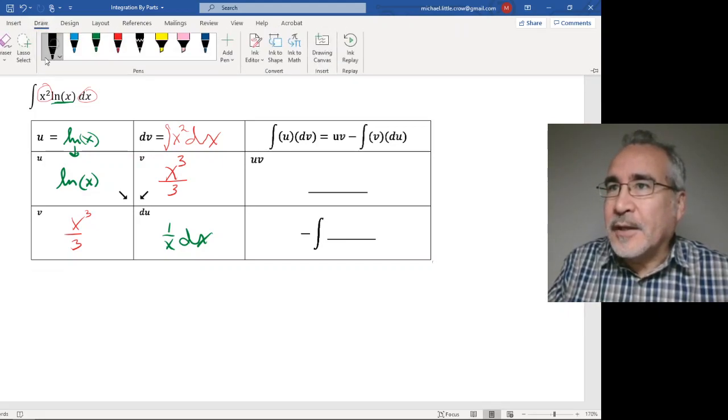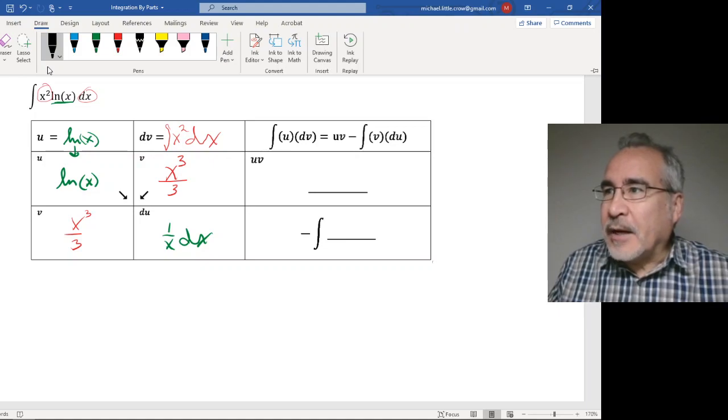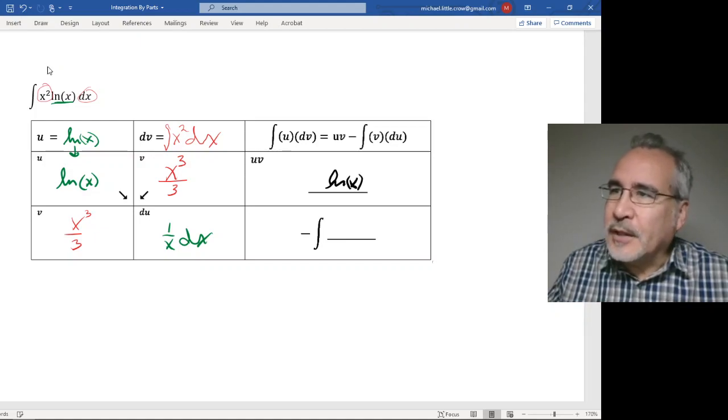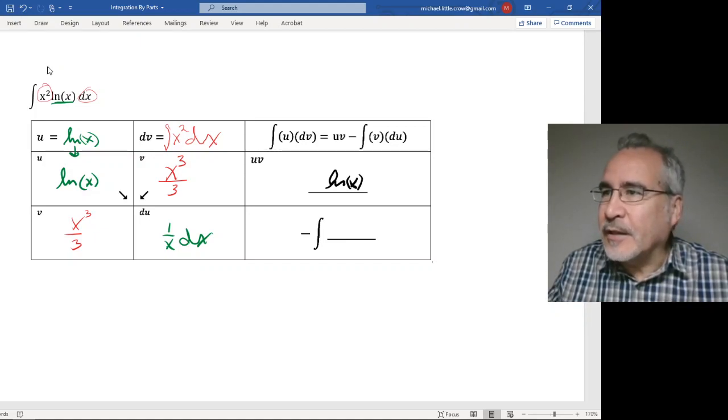So let's go back to our standard power marker. Again, I'm going to swap these because it's easier to write natural log of x and not get confused on what's in here if I put the other part in front. So this is x to the third over 3.